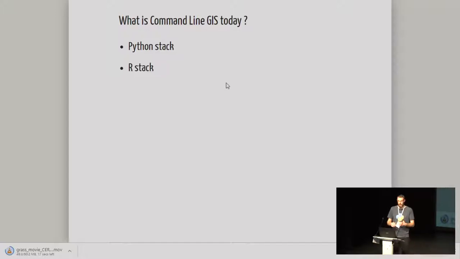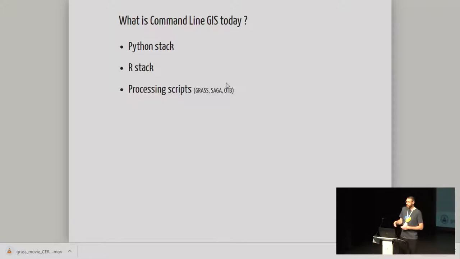So you can do command line, you can do R script, but you can also use a console to get processing done. Speaking of processing, you have processing scripts from the major software in our community. You can have processing scripts in GRASS, in SAGA or with OTB. You can also do command line, kind of, with POSIX and SQL commands.